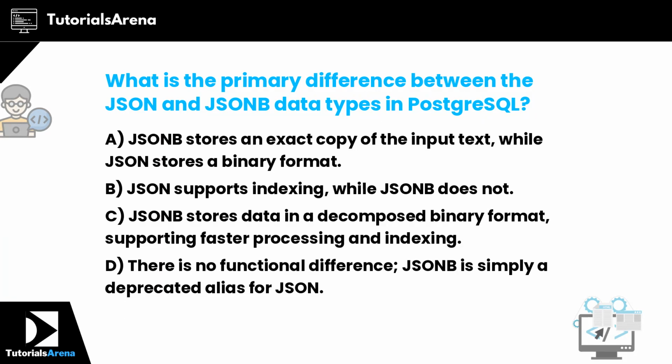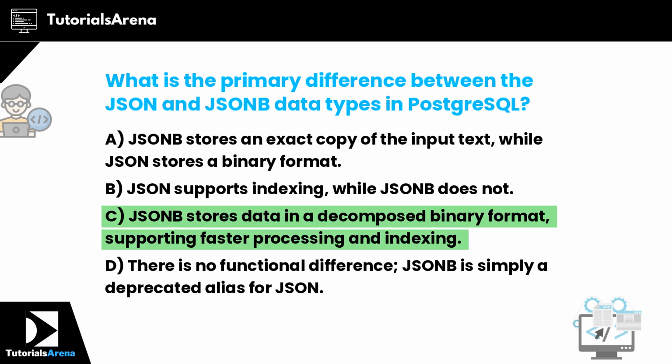What is the primary difference between the JSON and JSONB data types in PostgreSQL? The correct answer is option C. JSONB stores data in a decomposed binary format, supporting faster processing and indexing.